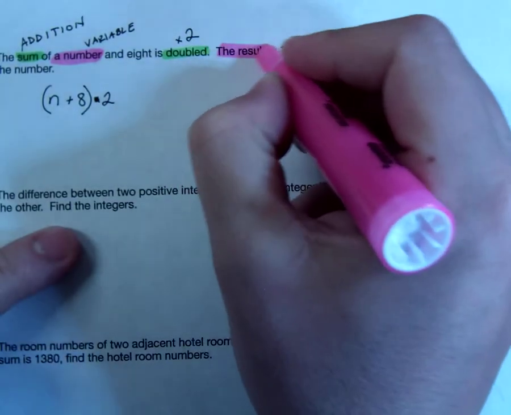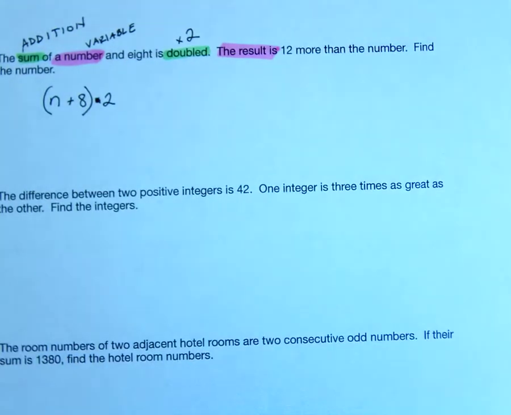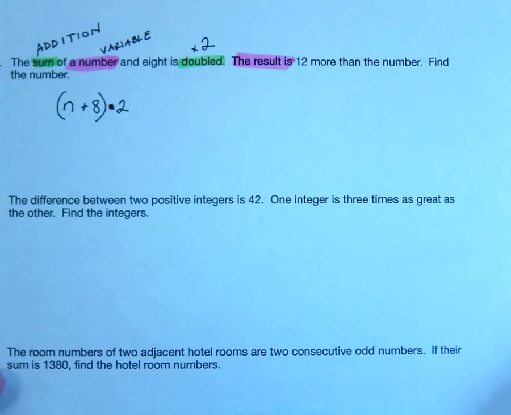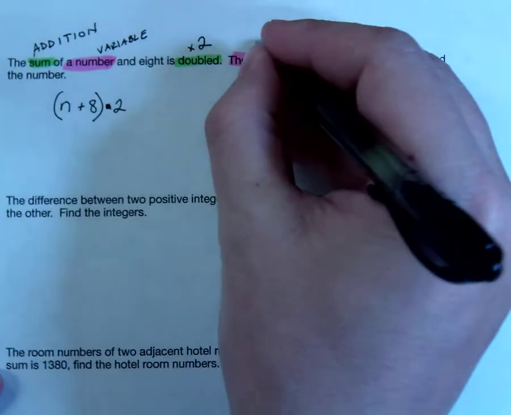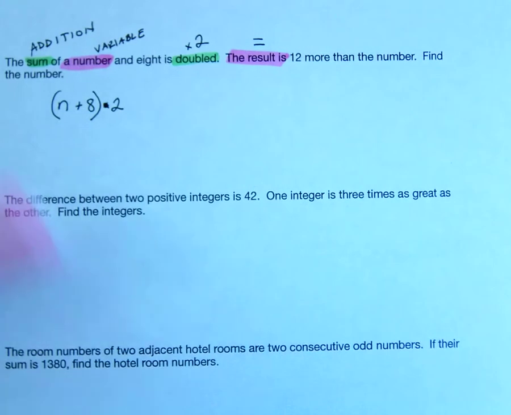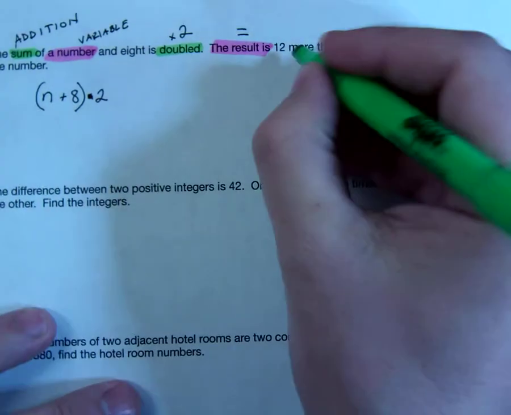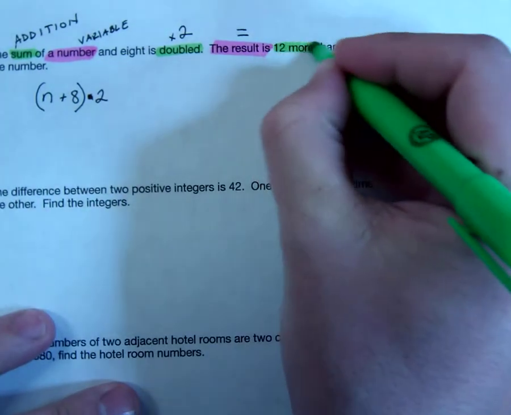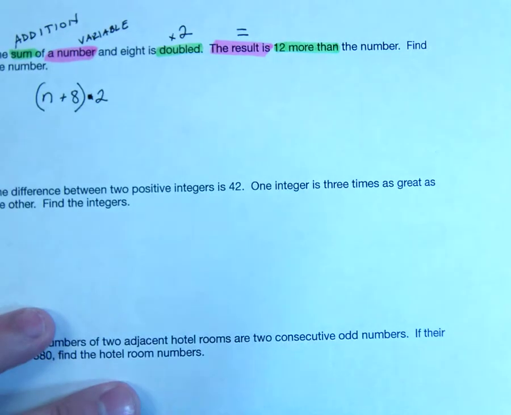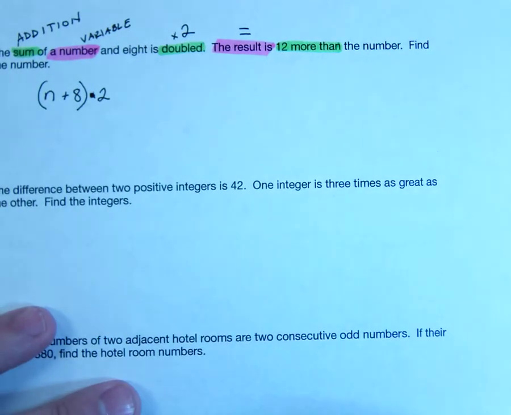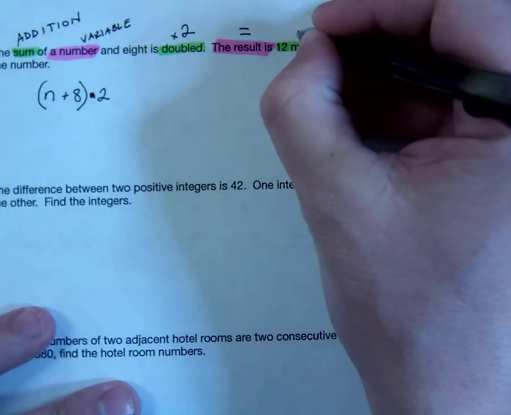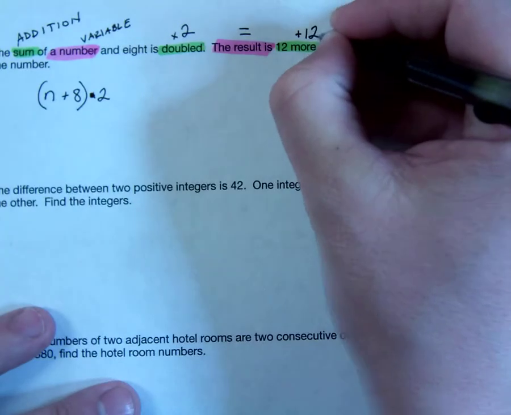Next, the result is. What is that? That's equals. The result is 12 more than. You might be tempted to say 12 more than is 12 plus. But I don't want you to think of it like that. I want you to think of it as plus 12.